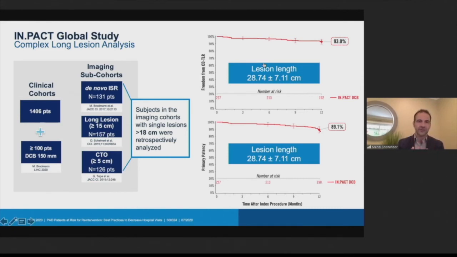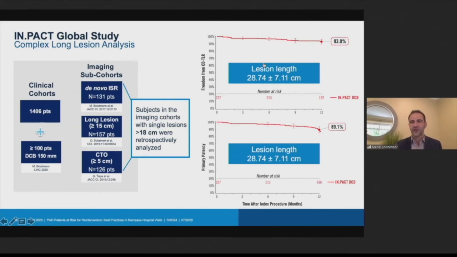And this is a subgroup analysis of the global registry of DCB that Medtronic ran. You can see they included ISR patients, long lesions greater than 15 centimeters, and CTOs. And look at the data: freedom from clinically driven TLR, with a lesion length of 28.7, almost 29 centimeters. And again, primary patency, both analyses show a fantastic result of 89.1% patency at 1 year.